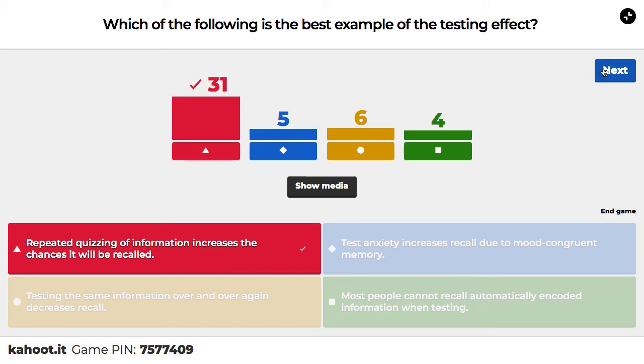So we talked about, okay, this goes with number 10. We've talked a lot about the spacing effect and testing effect. So the testing effect is actually when we do repeated testing, we're practicing that retrieval, and that will increase chances that it'll be recalled. The others here are not related to the testing effect. So the testing effect, think like your quizzes practice. Your practice getting that information out.